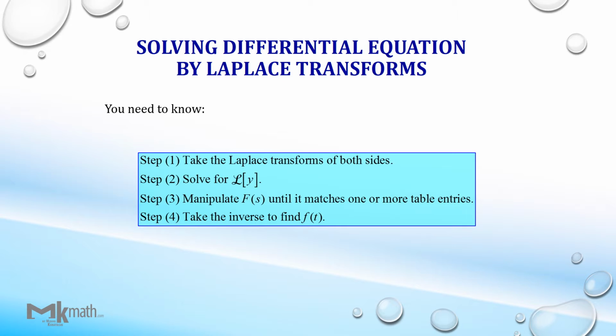Step 1. Take the Laplace transforms of both sides of the equation. Step 2. Solve for the Laplace of y. Step 3. Manipulate the Laplace transform F of s until it matches one or more table entries. Step 4. Take the inverse of the Laplace transform to find the original function f of t.